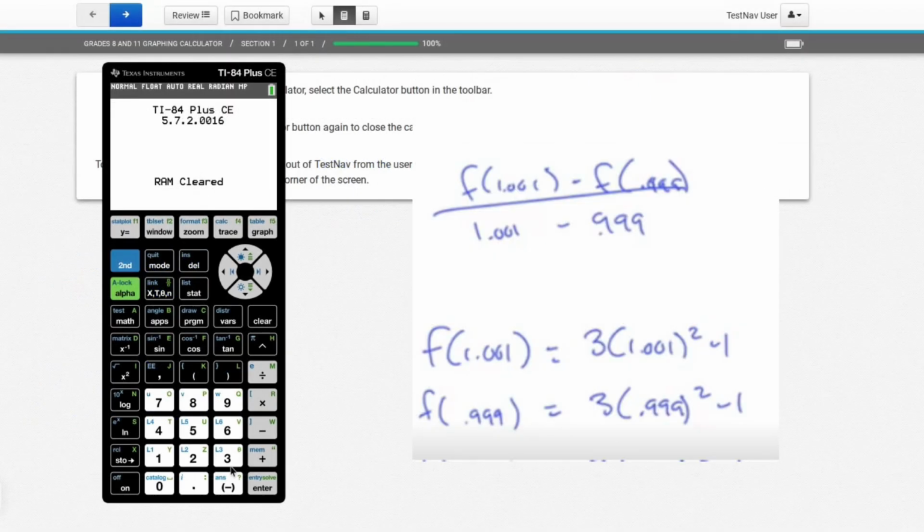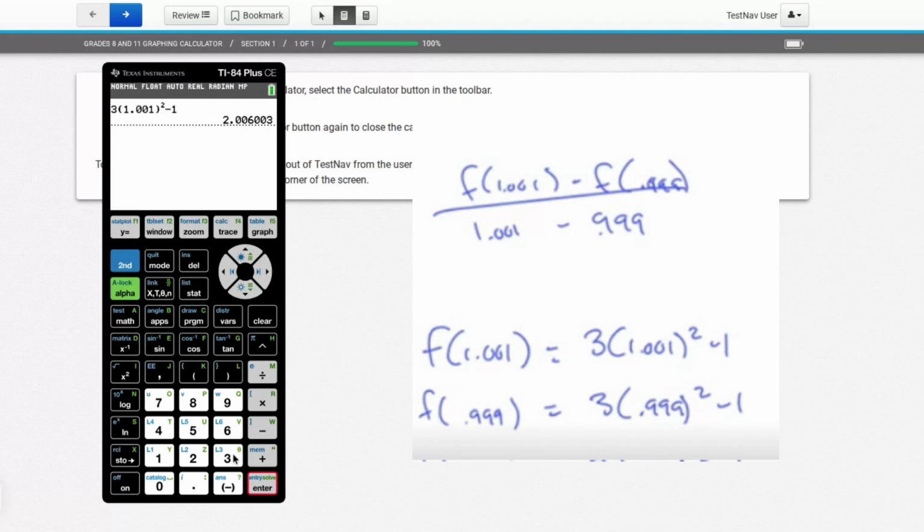All right, so let's do some math. 3 times 1.001 squared, I believe it was. There you go. Minus 1 ends up being that number right there, 2.006. Since this is AP Pre-Calc, we'll only do 3 decimal places.